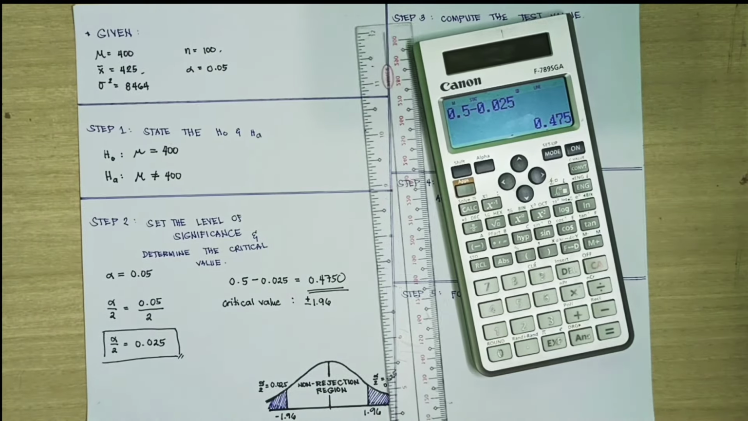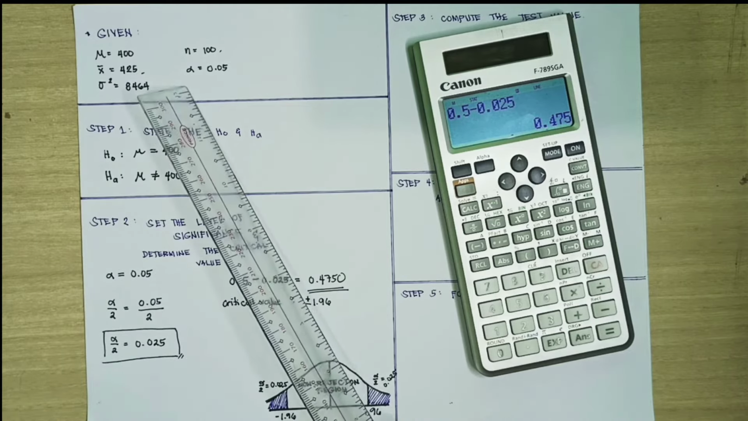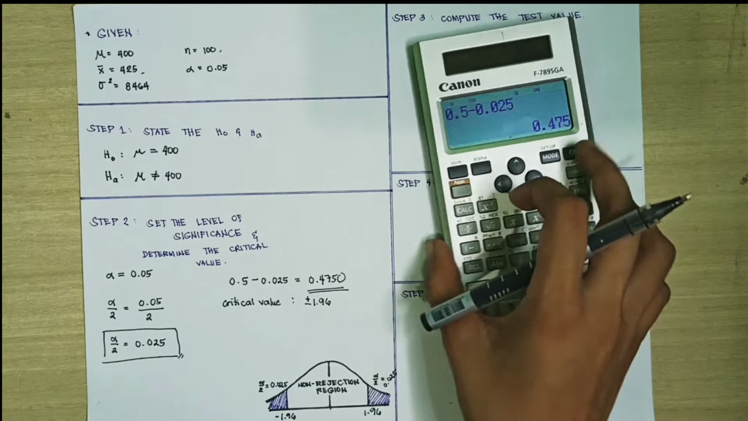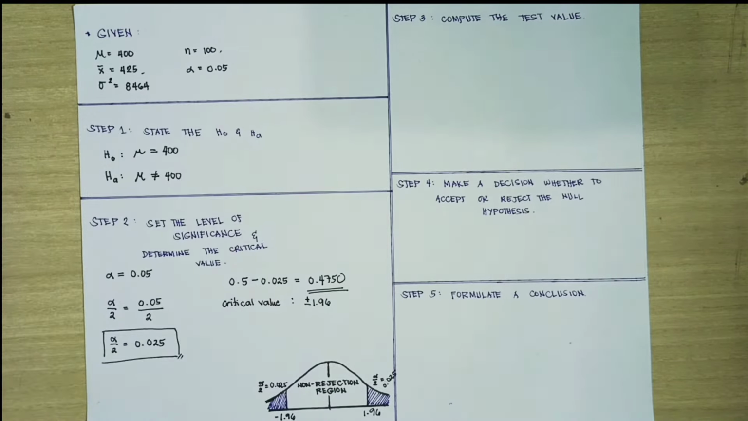Okay, so ibig sabihin po, at 5% level of significance or 0.05 level of significance, our critical value is positive and negative 1.96. Okay, so ito na tayo sa step 2. So next na tayo sa step 3. For the step 3, compute the test value. So ano yung test value? Paano natin kukunin yung test value natin?